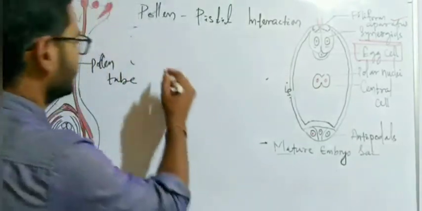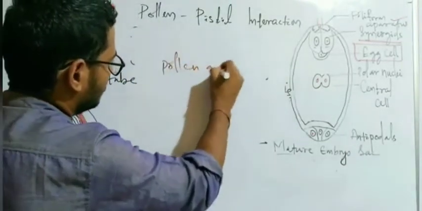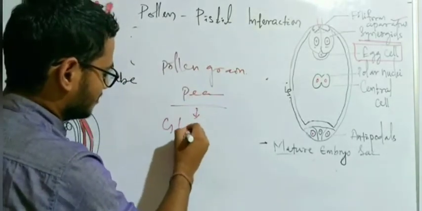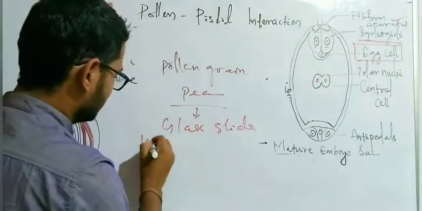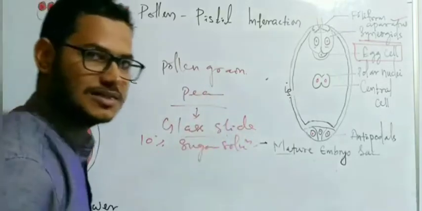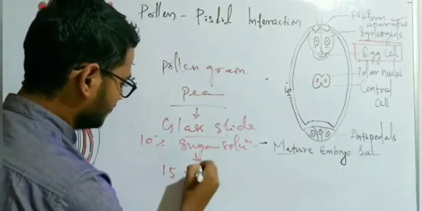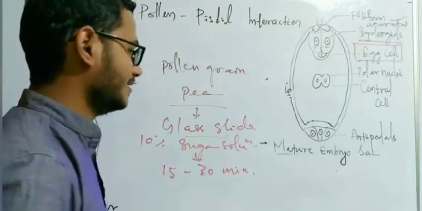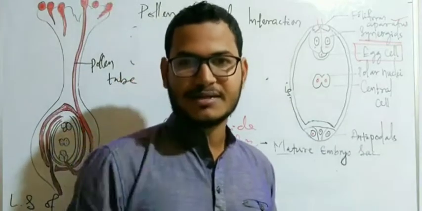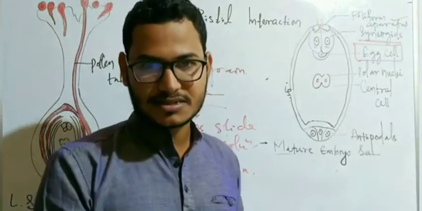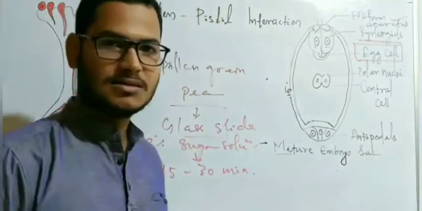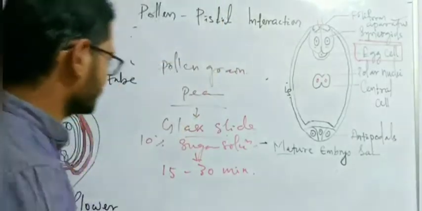So we take pollen grain normally from the pea plant, place it on a glass slide, put 10% sugar solution on the slide with the pollen grain, and allow it for 15 to 30 minutes. Then it can be easily visualized. The pollen grain can be easily viewed, and the germination or formation of the pollen tube can be easily visualized under a microscope with a low power lens.